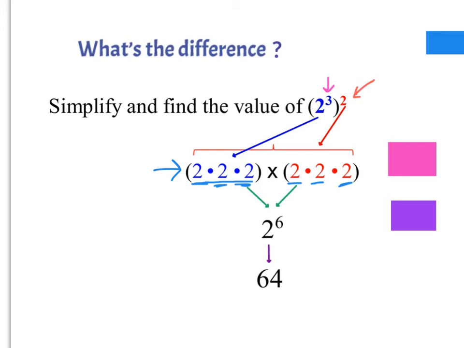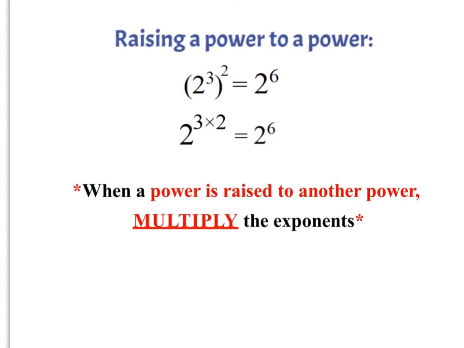So take a minute and think about, what do you see as the relationship or the connection between my original problem and my simplified answer? When we raise a power to a power, that means we have an exponent attached to the base that is then raised to another power. That's called raising a power to a power. We are actually multiplying our exponents.